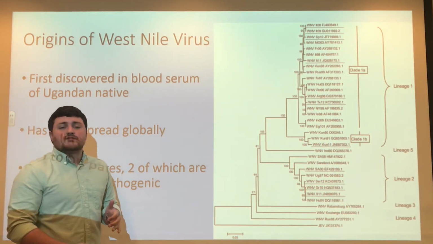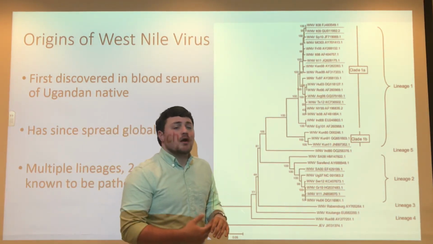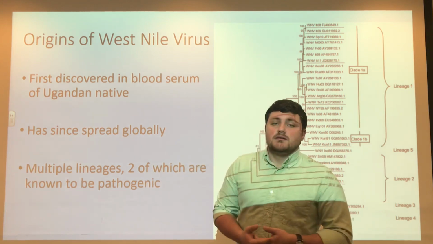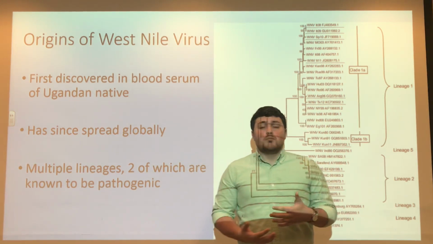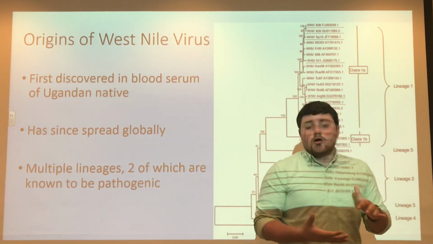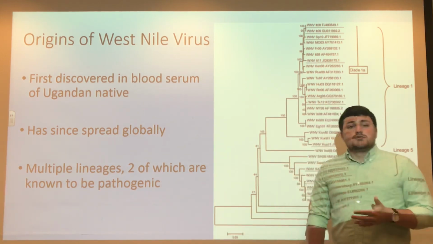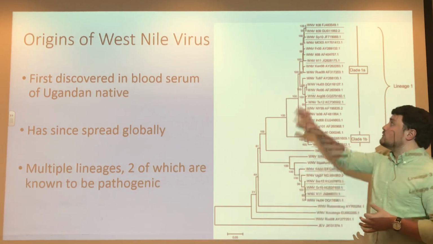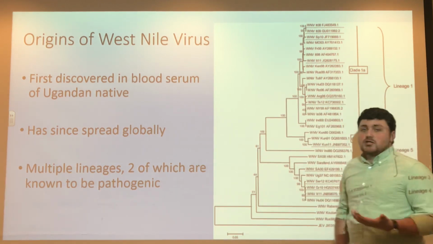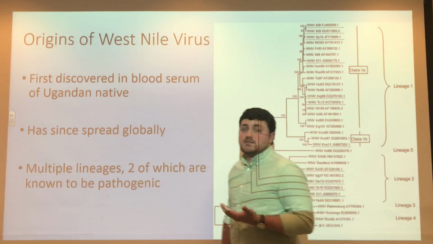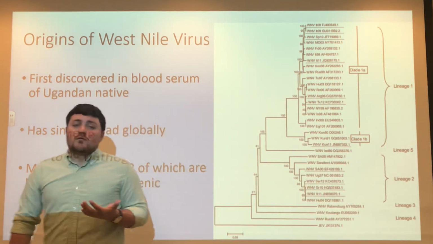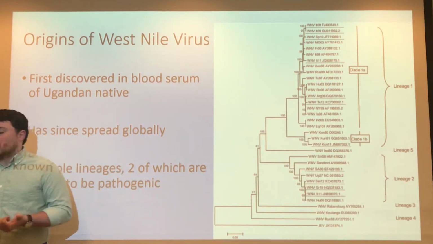Now, West Nile virus was originally isolated from a woman in Uganda in 1937. Since then, it's expanded globally and is now present in all continents except for Antarctica. Genetically, throughout its history, the virus has mutated and split into several different lineages, two of which are the ones that cause pathologies in humans and in mammals, and are therefore the ones we're most concerned about in terms of medical practice.